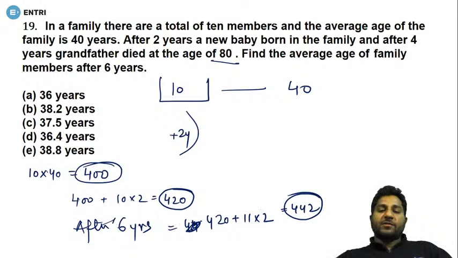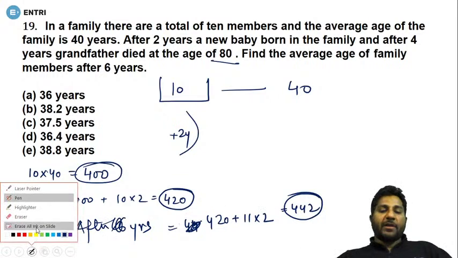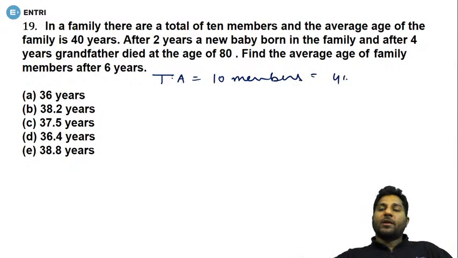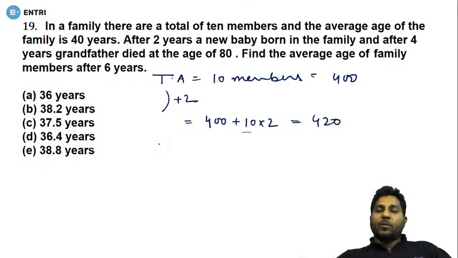Look, after 2 years, let me give you the answer. The total age of the 10 members is 400. After 2 years, the total age will become 400 plus 10 into 2, because this will also increase, so 420. After 2 years, a new baby is born and the family members become 11.